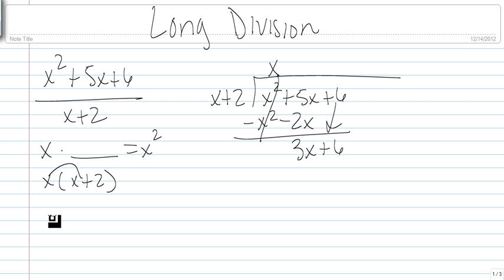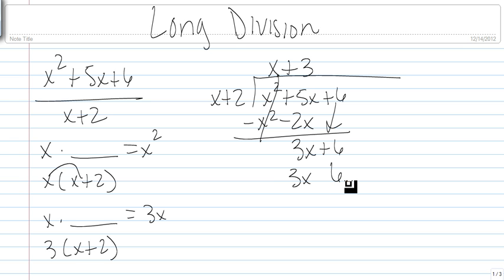Okay, so let's do it again. X times my blank, fill in my blank, is going to get me 3x. Right, a positive 3. So now you take that positive 3 and multiply it again times the x plus the 2 on the outside. So 3 times x is 3x, and 3 times 2 is a positive 6. Remembering, after you multiply, you want to change your signs. So both of these will become a negative. So now notice here you want to combine your like terms, and they cancel out. So your final answer gives you x plus 3.